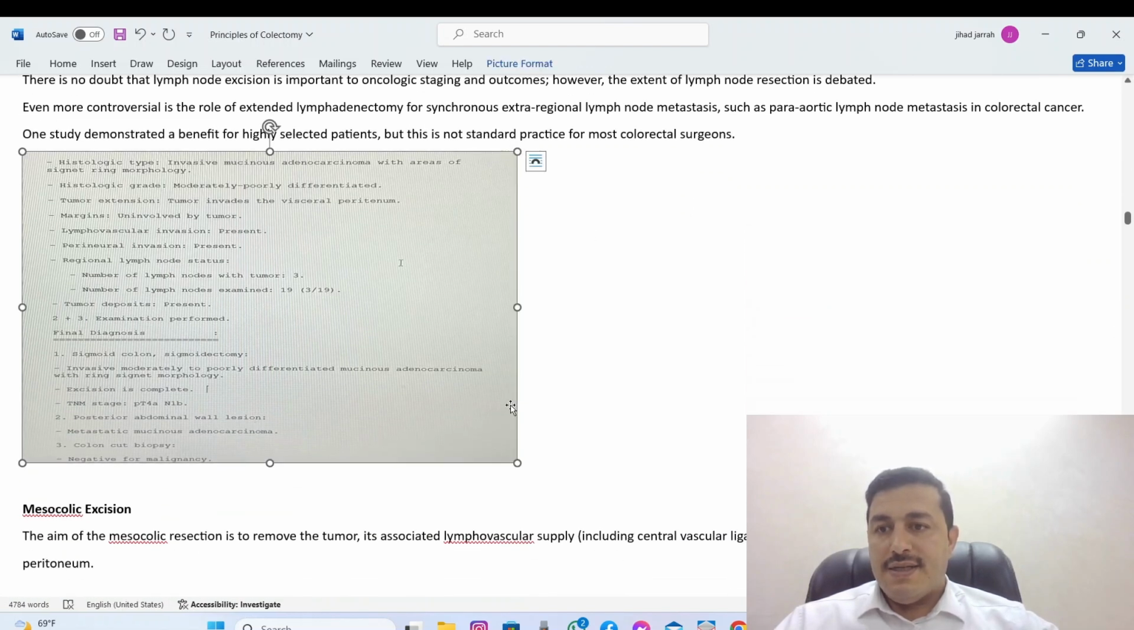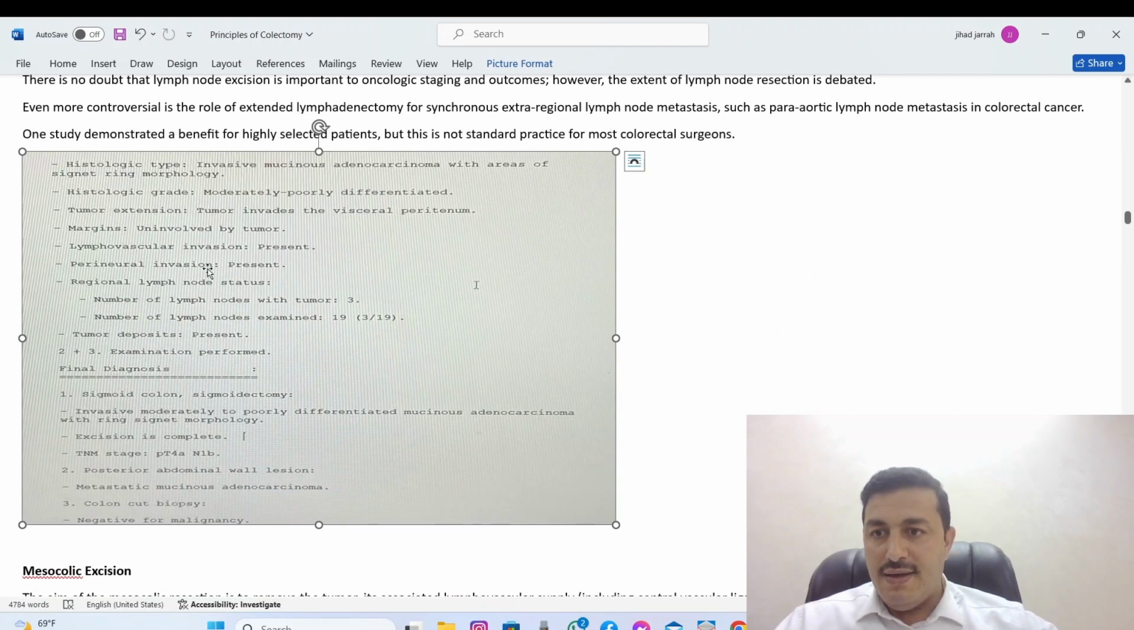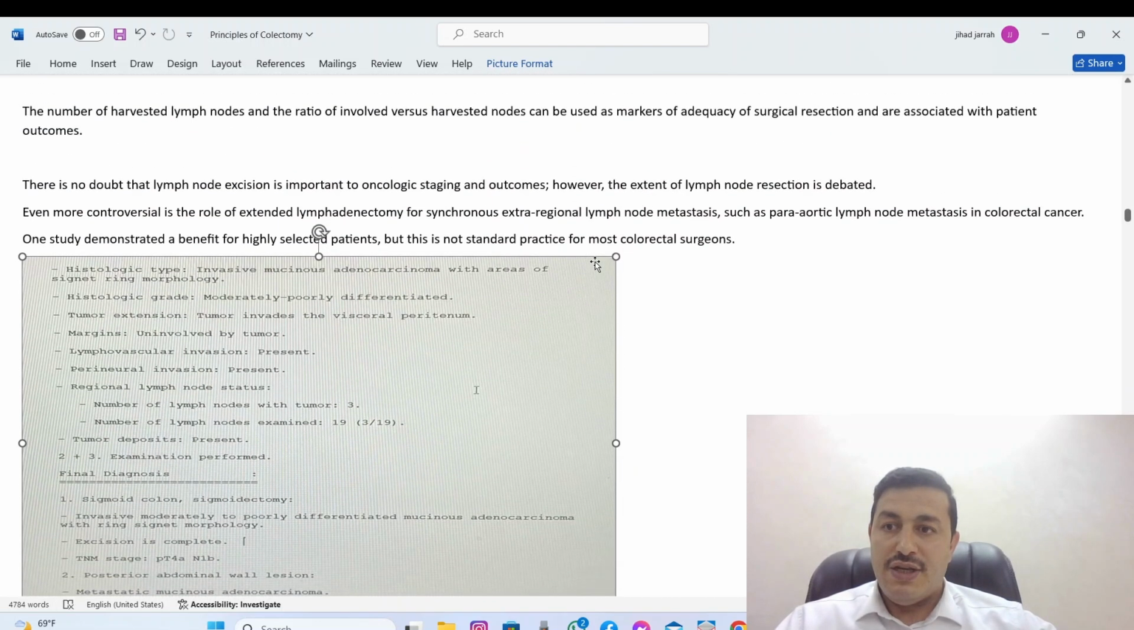This is a report for one of my patients. You can see here the number of lymph nodes with the tumor is 3, the number of lymph nodes examined is 19, so the ratio is 3/19, and we can properly stage the patient later.